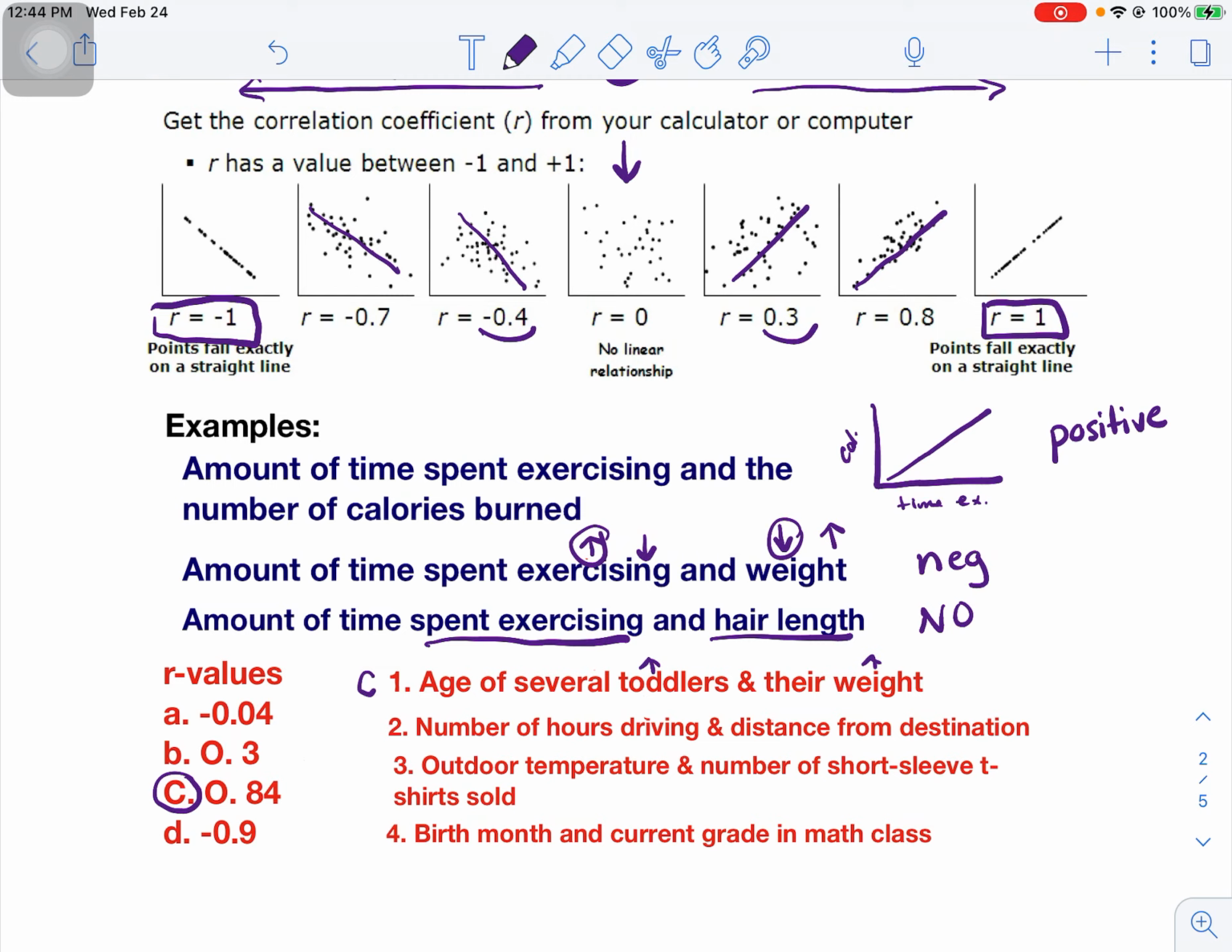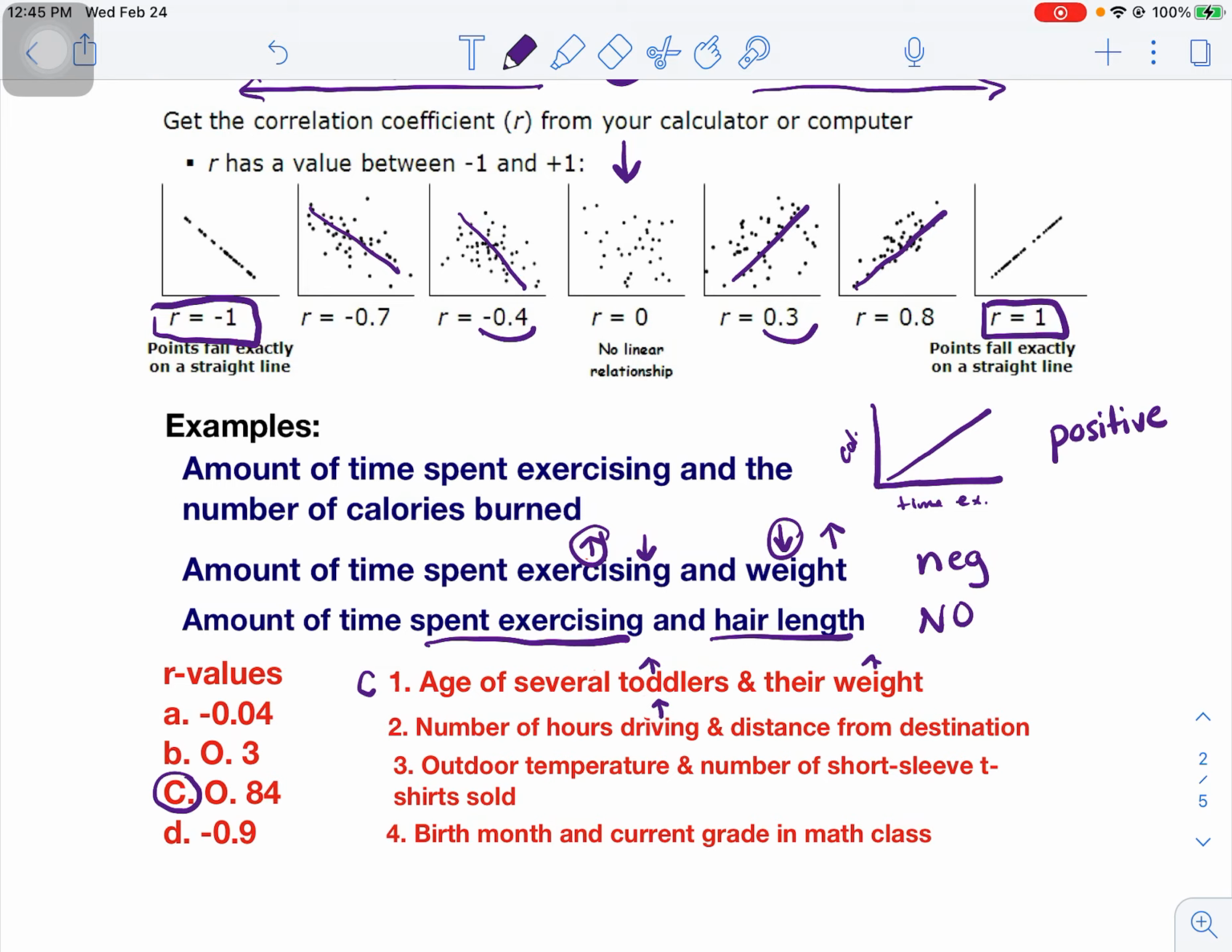All right, let's look at number 2. Number of hours driving. If we drive a lot, think about it increasing. And distance from destination. Well, if I'm at home and I drive a lot, I'm going to be further away from my home.